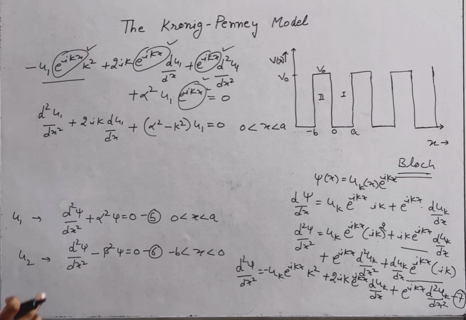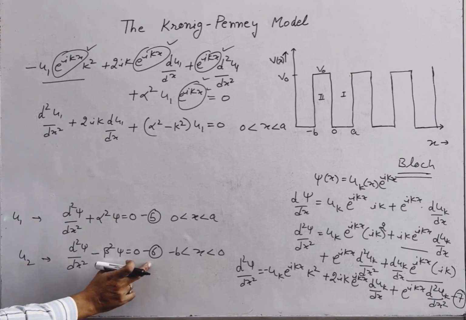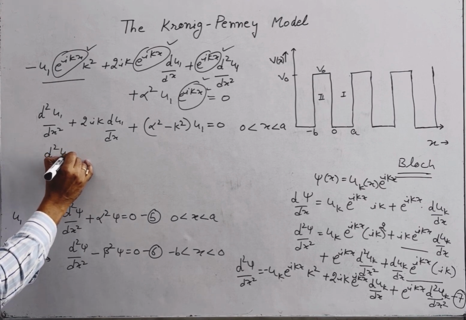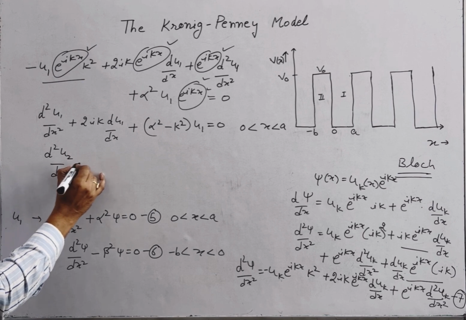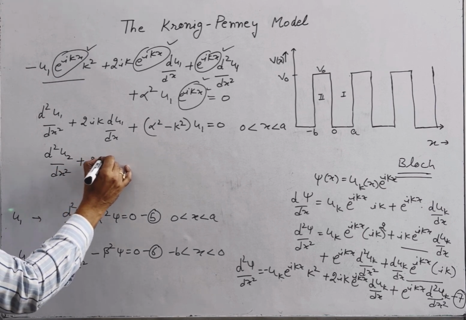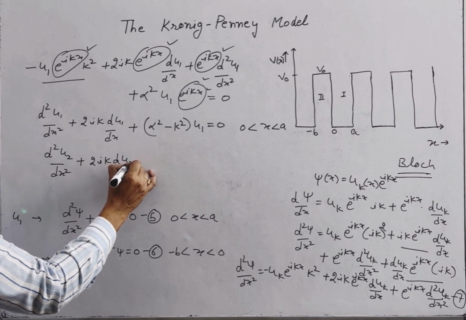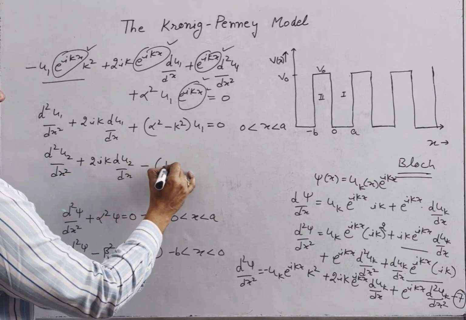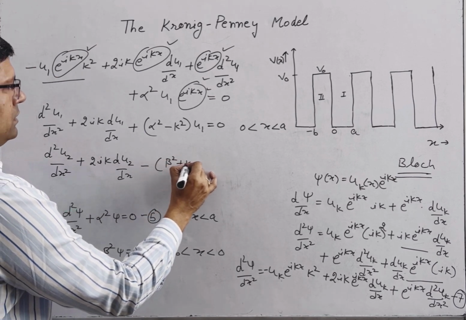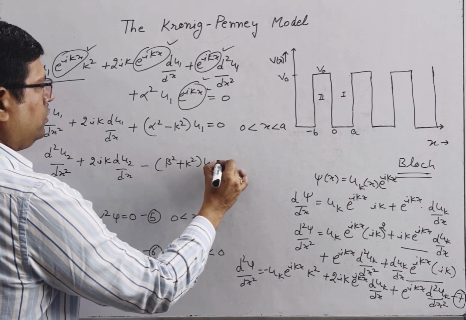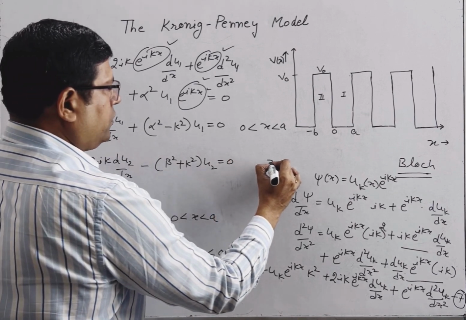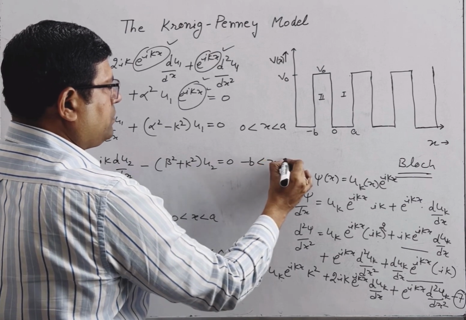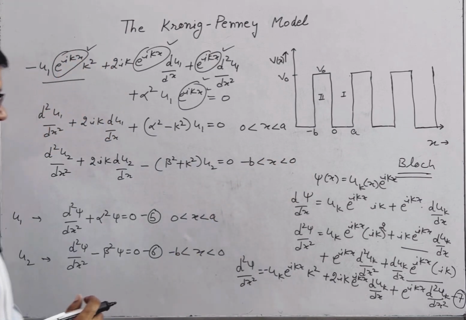And similarly, for the second region, equation number 6 will become d2 u2 upon dx square plus 2 iota k du2 upon dx minus beta square plus k square u2 equal to 0. This is for the second region, where x lies between minus b and 0.